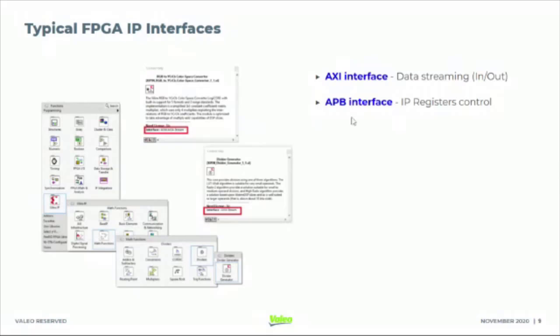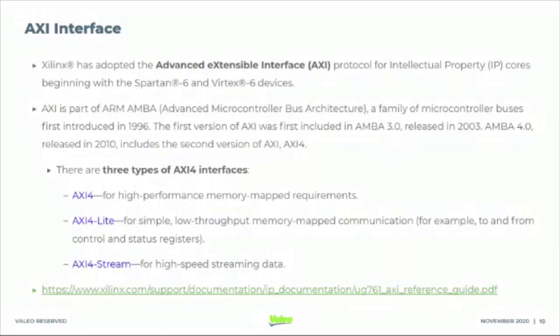AXI, the Advanced eXtensible Interface, was first adopted by Xilinx starting from the Spartan-6 and Virtex-6 devices. AXI is a part of the ARM family, and the latest version was released in 2010, which includes AXI and AXI4. These are the three different types of the AXI4 interface.